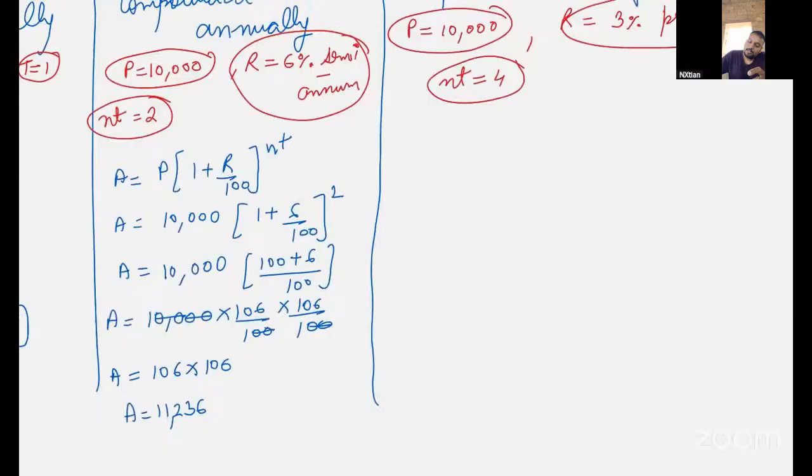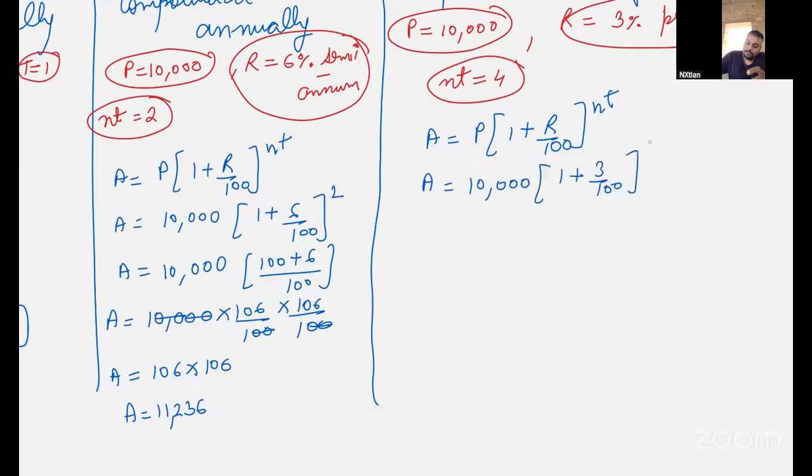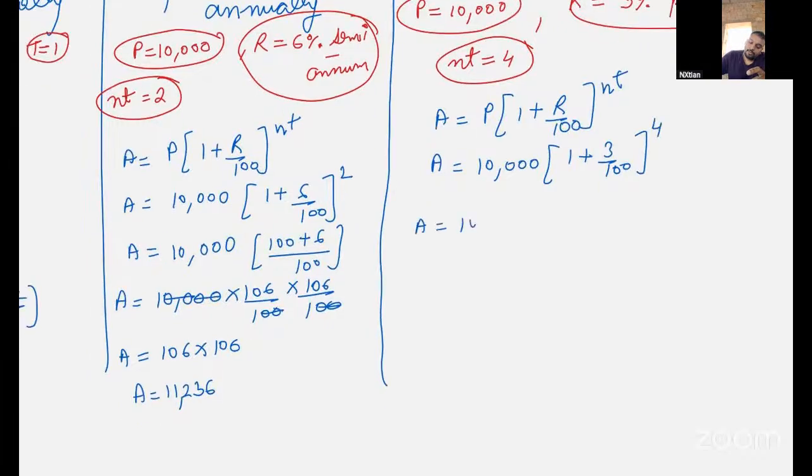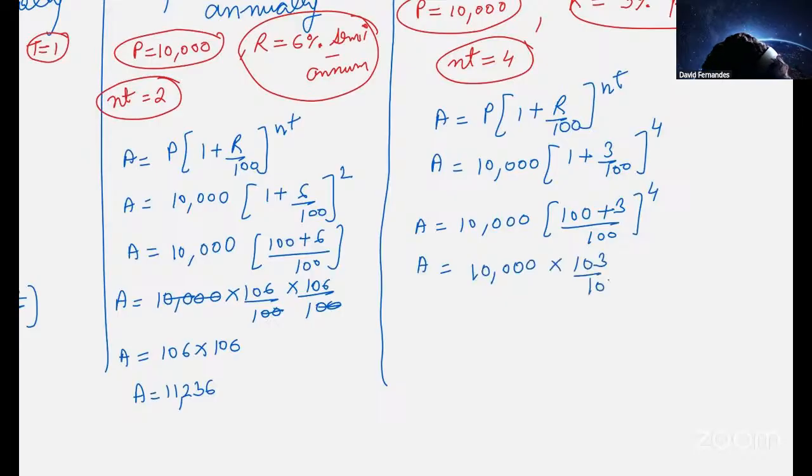Now for this, A equals P into 1 plus R upon 100, whole raised to n. The amount is equal to the principal, 10,000, into 1 plus 3 upon 100, into the number of times, which is 4. For the third one, I got 11255.0881.